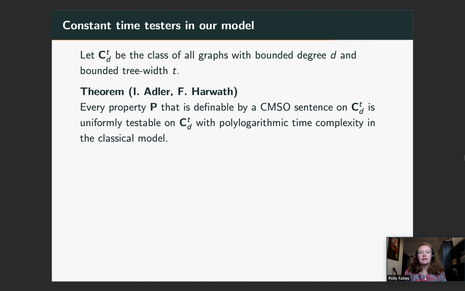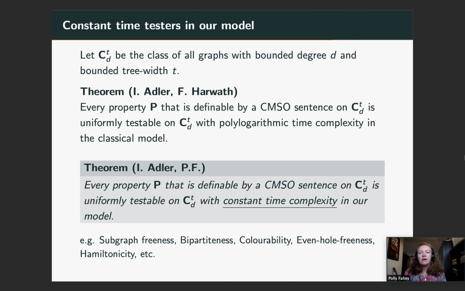So Isolde Adler and Frederick Hoff show that every property that is definable by a monadic second-order logic with counting sentence on the class of all bounded degree and bounded tree width graphs is uniformly testable on that class with polylogarithmic running time in the classical model. Now, it's not known whether this running time can be improved to constant time, but what we can show is that in our model, these properties are testable in constant time.